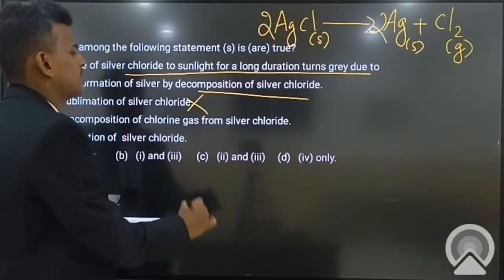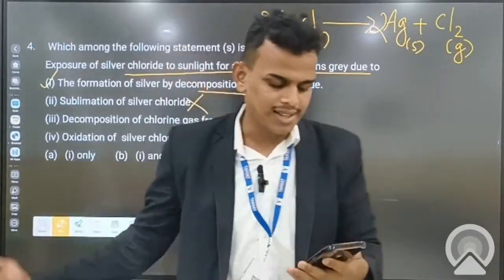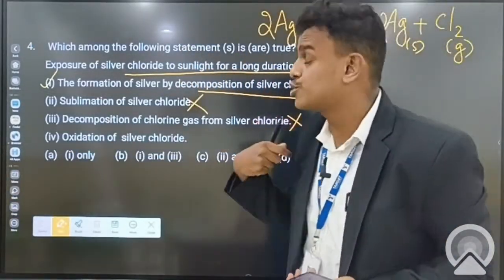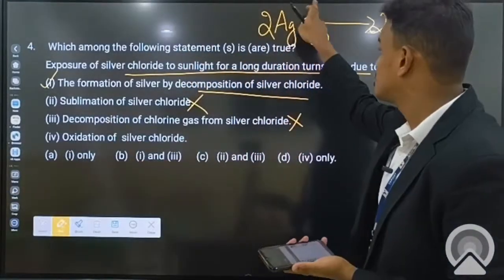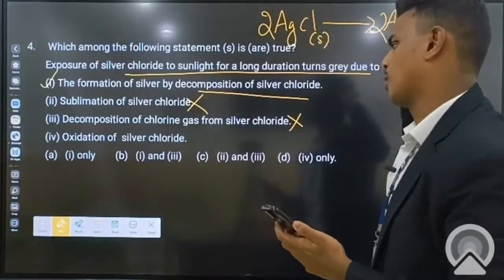Decomposition of chlorine gas from silver chloride, that's already wrong. You can read that sentence again. Decomposition of chlorine gas? No. Decomposition of silver chloride to form chlorine gas.